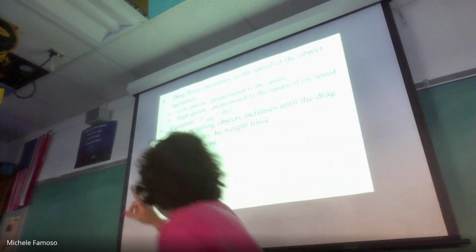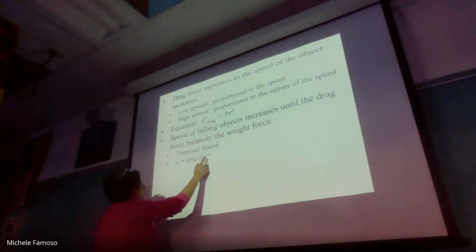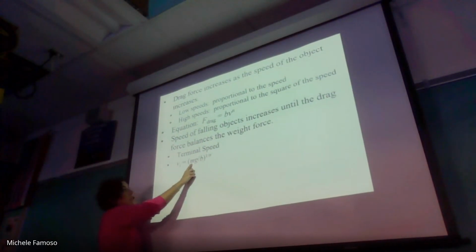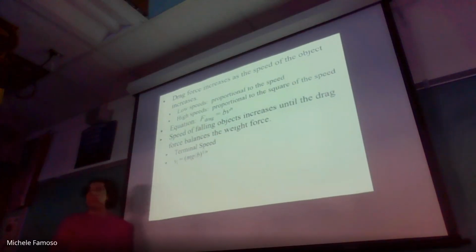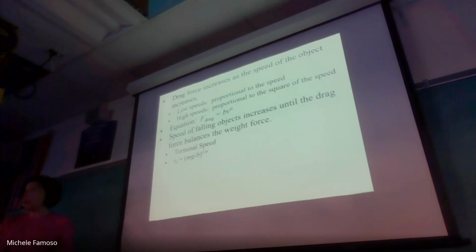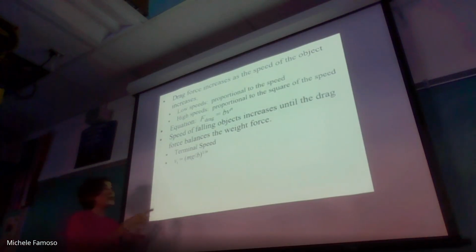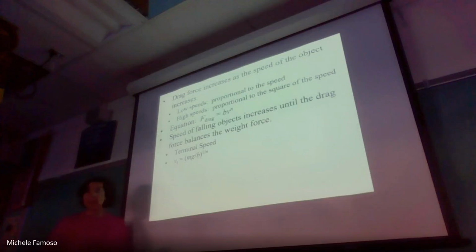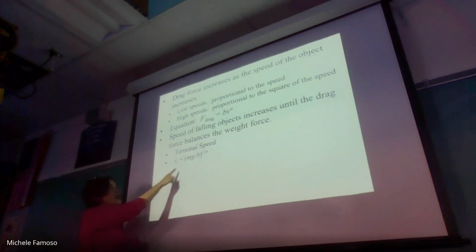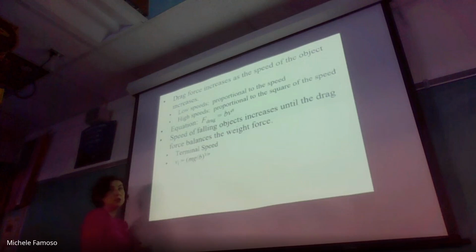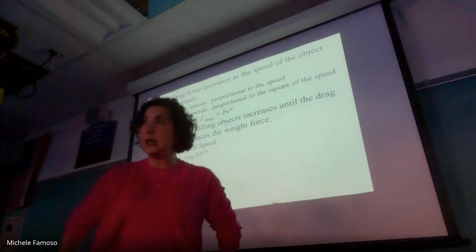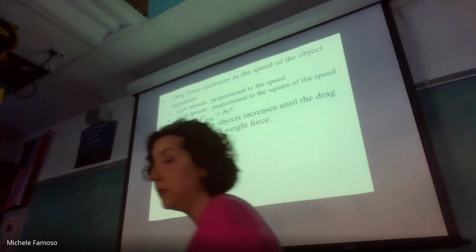So if the n is a 1, 1 over 1 is 1, the terminal speed is just the weight divided by that proportionality constant b. If it's a square on the v, the number 2, then you would take the square root of mg over b to determine your terminal speed.